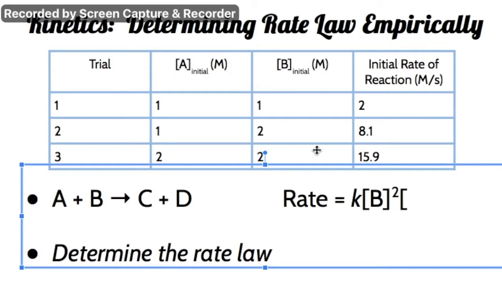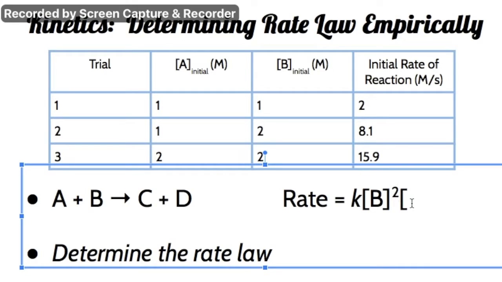Now let's talk about that again. Reactant A was held constant, while reactant B's concentration was doubled. When reactant B's concentration was doubled, the rate quadrupled. So that means that our B term must be squared, because when B increased by a factor of 2, our reaction rate increased by a factor of 4. The only way 2 will equal 4 is if 2 is squared.